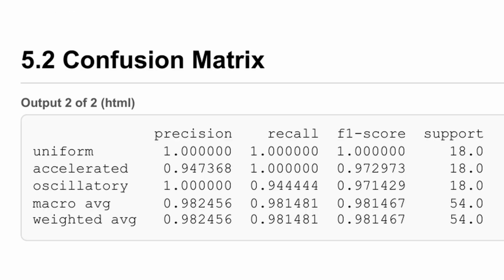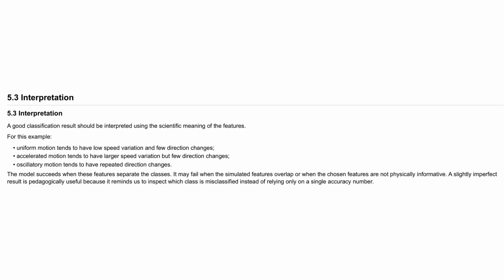The classification report table provides a granular breakdown. Notice how the recall for oscillatory motion is slightly lower, reflecting the misclassification we saw in the confusion matrix. A good classification result must be interpreted scientifically.